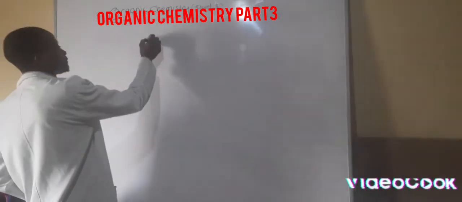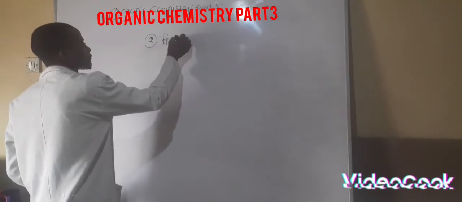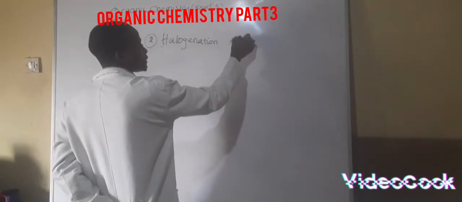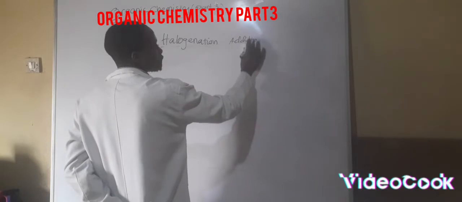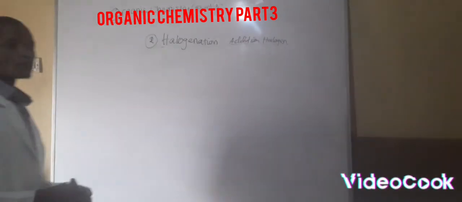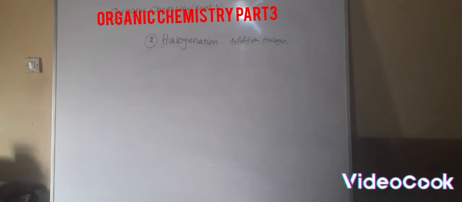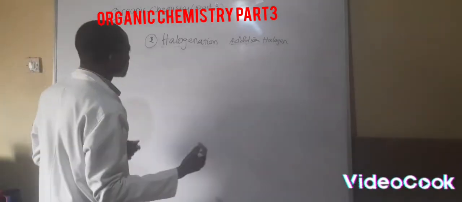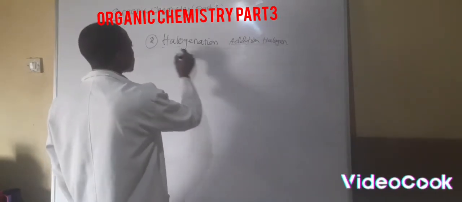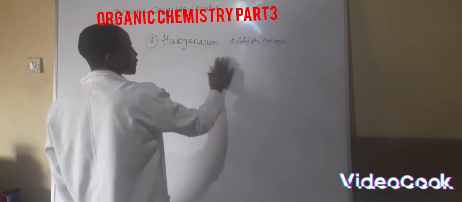Now, apart from hydrogenation, the second type of addition reaction is halogenation. Halogenation is the addition of halogens. What are halogens? Halogens are elements found in group 7 of the periodic table. So halogenation is the addition of a halogen to an alkene. So when you add a halogen to an alkene, you form what is called the haloalkene.